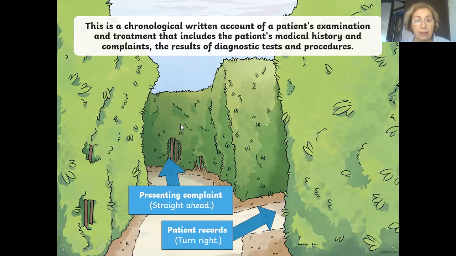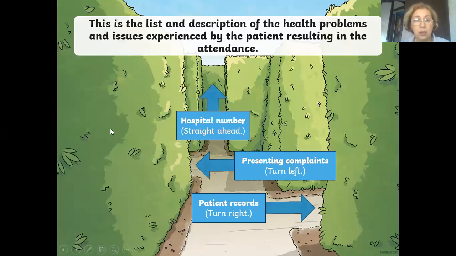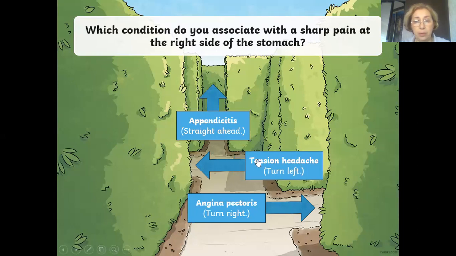Chronological written account of a patient's examination and treatment that includes the patient's records, a list and description of health problems: the patient record. Why the patient comes to the general practitioner: presenting complaints.